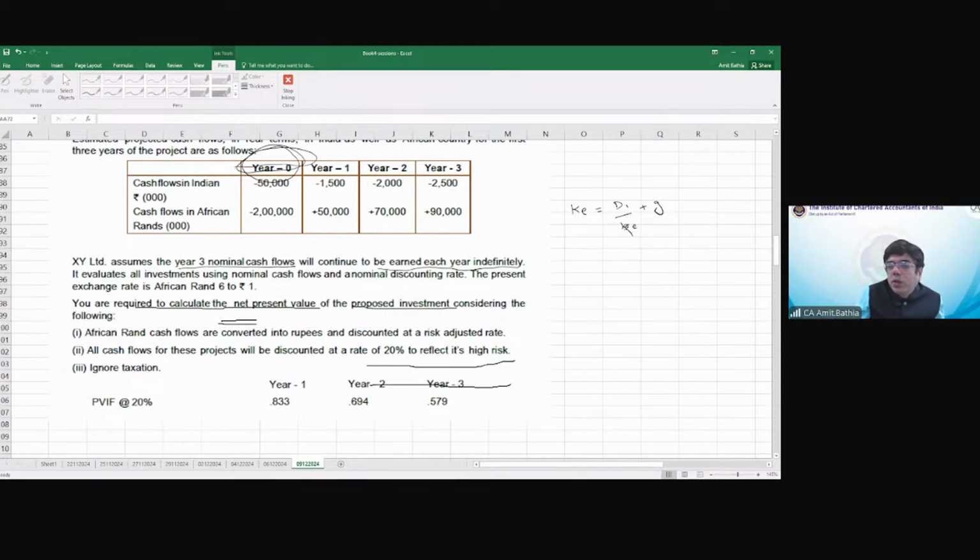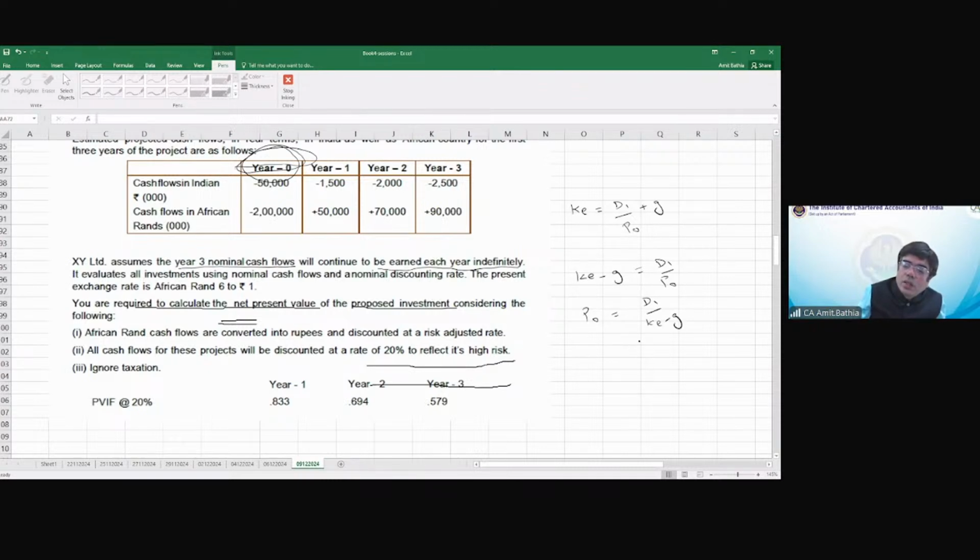Here it is P0 equals D1 upon KE minus G. It was KE equals D1 upon P0 plus G. Now that I have to find P0, the plus G becomes minus on the other side, so KE minus G equals D1 upon P0. Now I want P0 on the left hand side, so P0 is D1 upon KE minus G.